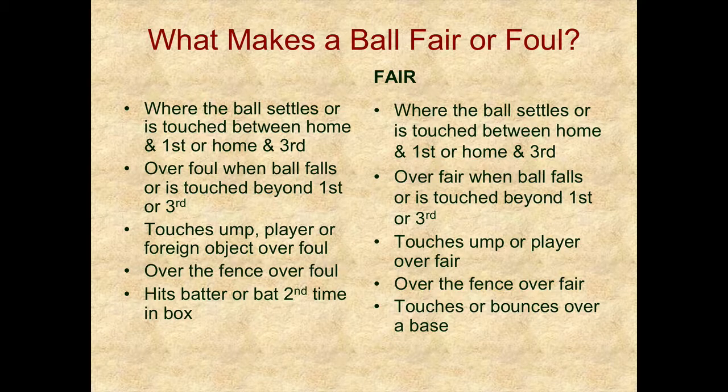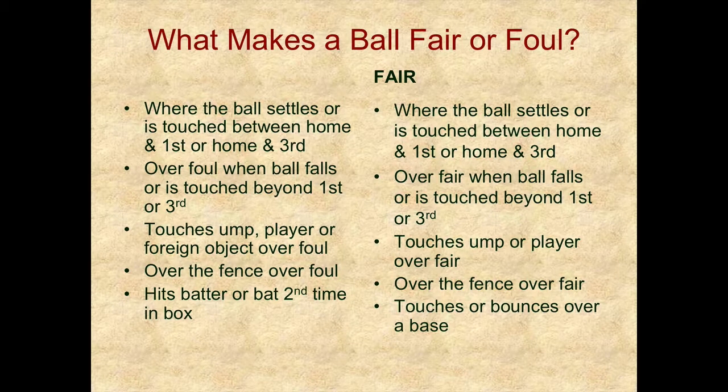The second bullet point is similar for each. In this case, however, once the ball hits the ground, it is immediately fair or foul, no matter where it subsequently rolls. The third bullet point for each talks about if the ball touches something. The fourth bullet point for each refers to where the ball is when it crosses the outfield fence, either a home run or a foul ball. The last bullet point for each are different.